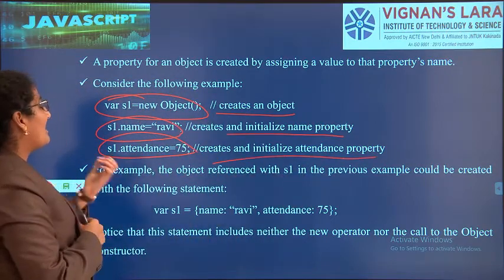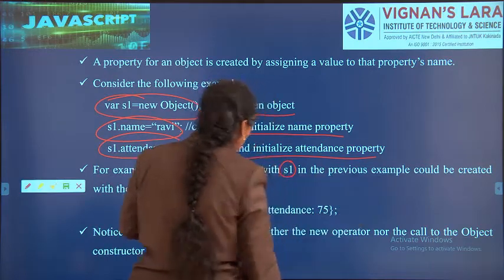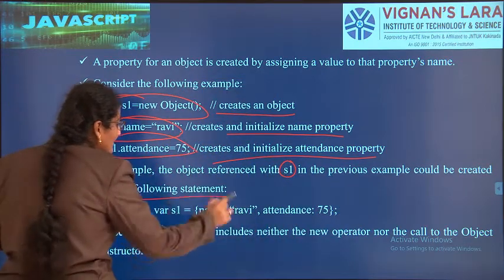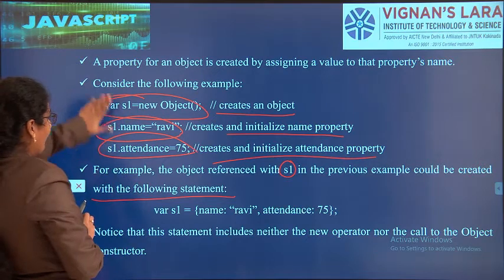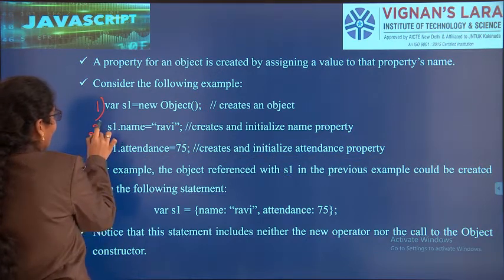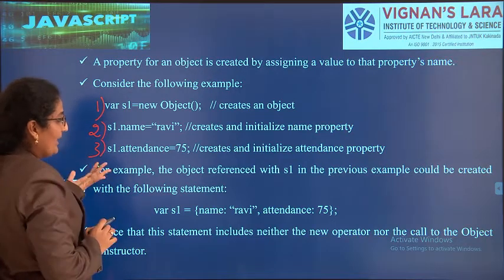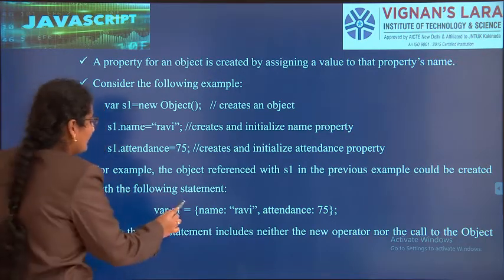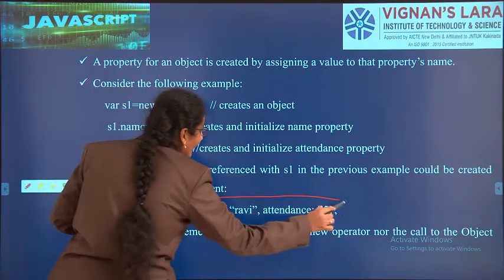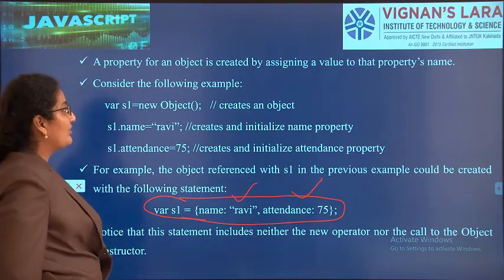Then see here, for example, the object referred to as S1 in the previous example could be created with the following statement. See how we have done here. First I created the object, next I gave the name, next I gave the attendance. In this way you can do it, or else you can do it in a single statement as var S1 = {name: Ravi, attendance: 75}. In this way also you can create the object.